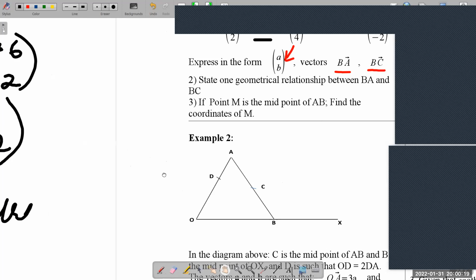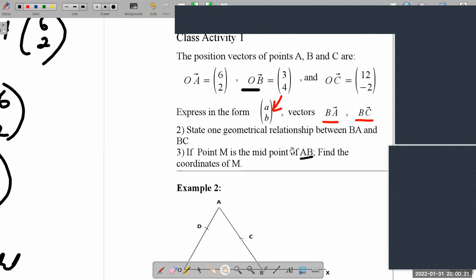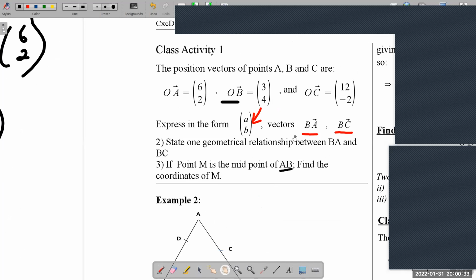So before we even get to the question, look at what they gave us. They said that if point M is the midpoint of AB, did we find AB? We didn't find AB, but who did we find? We found BA, but we could find AB easily by just multiplying by a negative sign and switching it. Everybody with me? So they're saying find the coordinates of M.